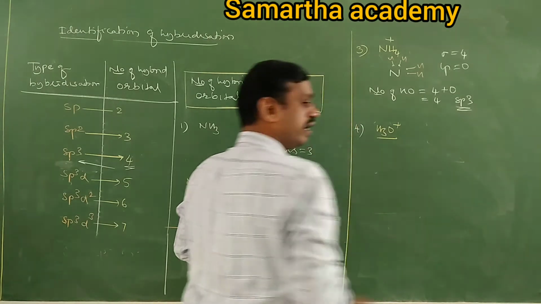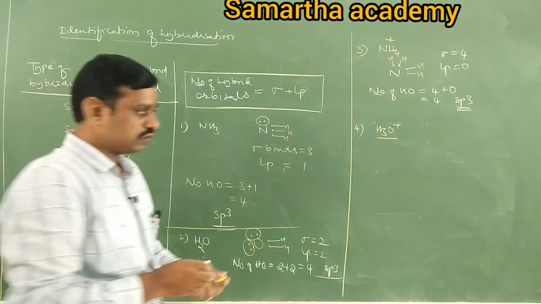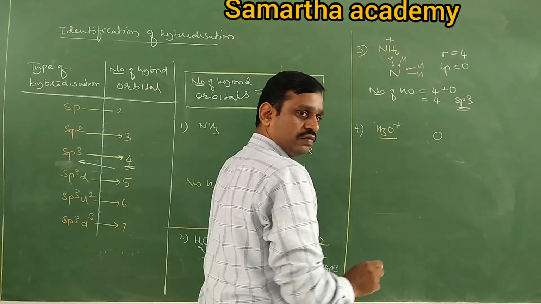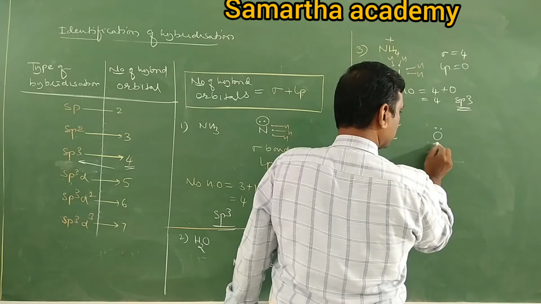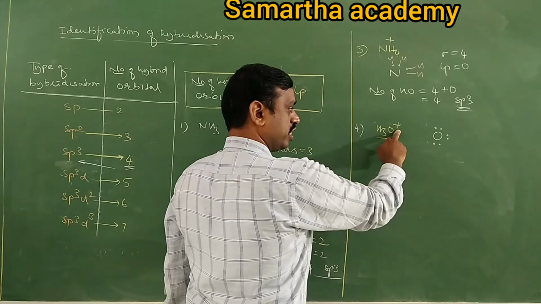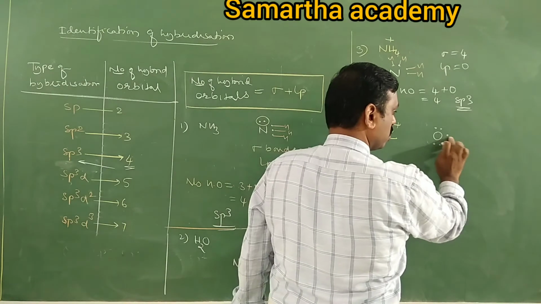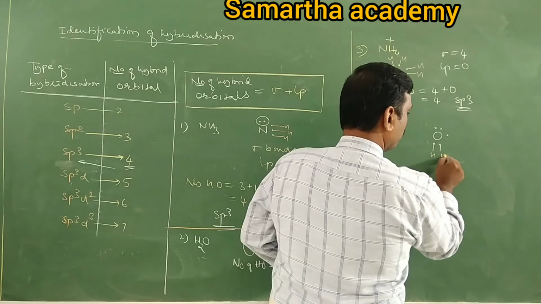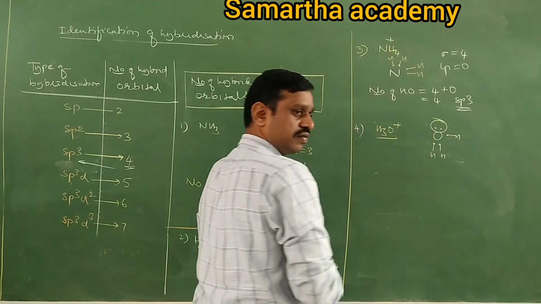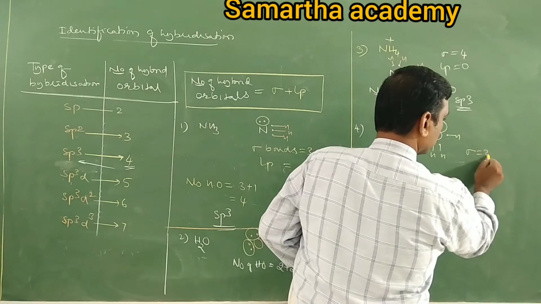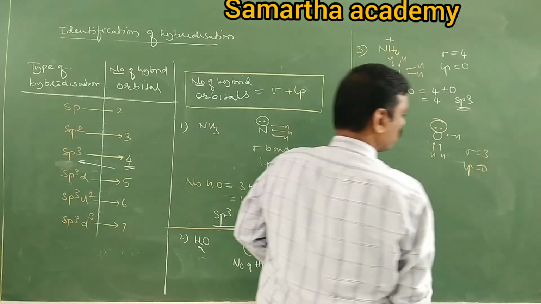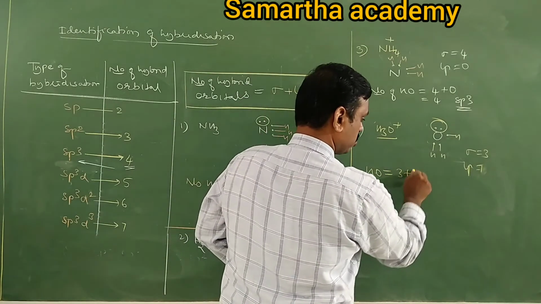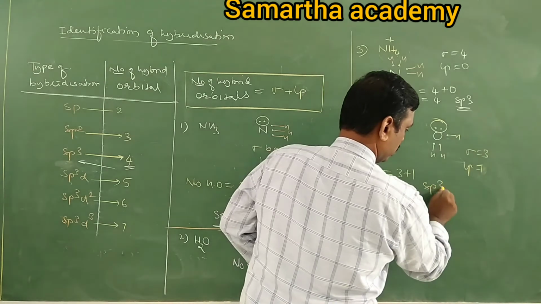Come on, identify the hybridization. Here oxygen is the central atom, it has how many valence electrons? 6. But there is a positive charge. 1 electron is lost. Then there are how many hydrogens? 3. So each hydrogen can form one bond because it is monovalent. Then sigma bonds are 3. Lone pair equal to 1. Okay, sigma 3, lone pair 1. Therefore, hybrid orbitals is equal to 3 plus 1 equal to 4. It is also sp3.